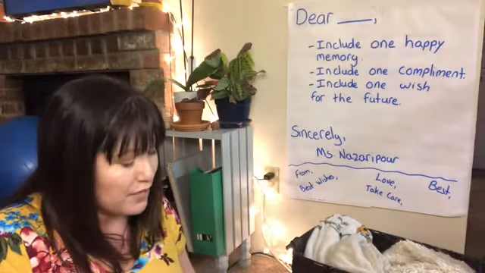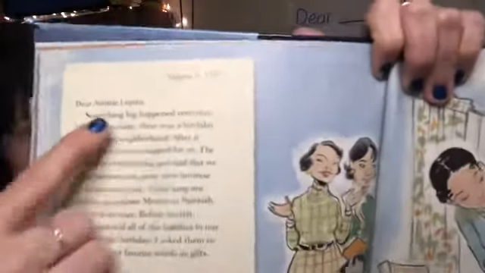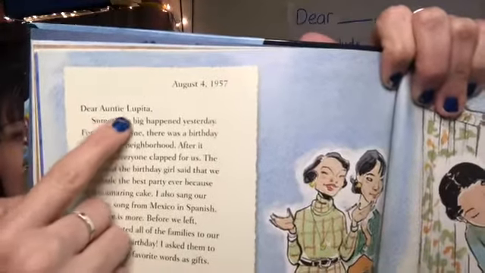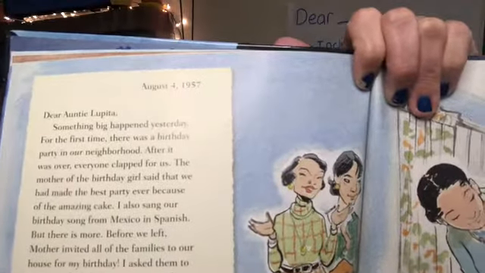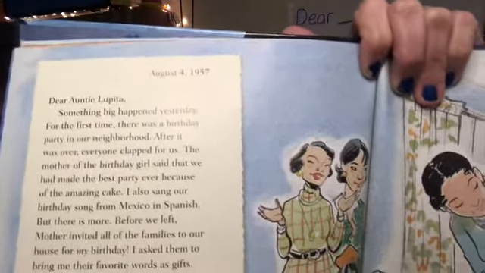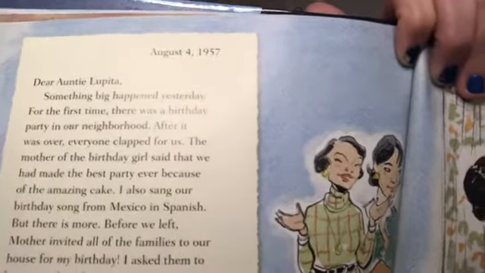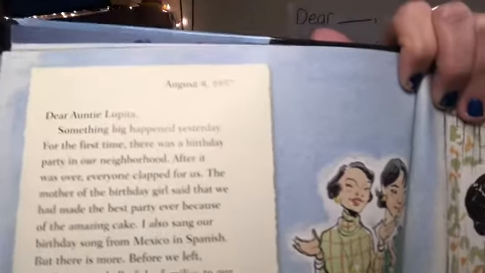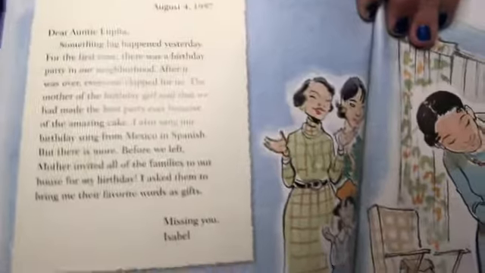Okay, third graders, one thing I notice about Isabel's letters, all of them, they are all dated. This helps us know when she wrote the letter. Then they all have a dear with a capital D and the person's name she's writing to. Notice that the person's name is a capital. That's because names are a proper noun. Then Isabel has used a comma to show a pause. Dear Auntie Lupita, pause. And then she's written a beautiful letter.